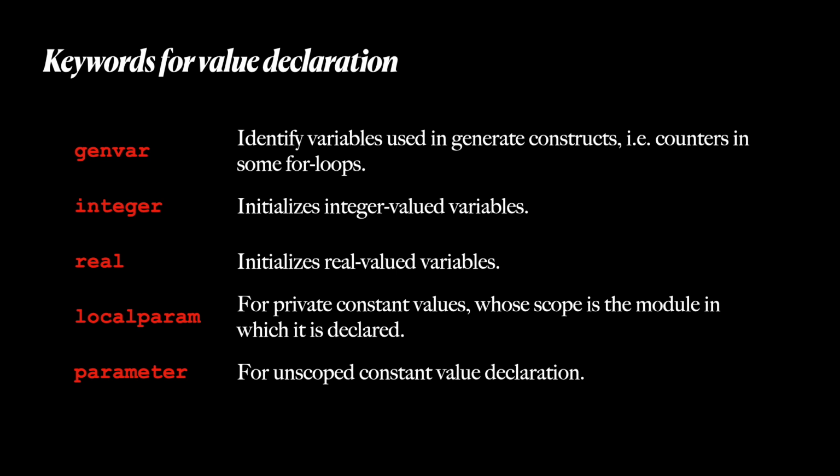We'll be able to see this in the next section of this video, where we go over a code example of how to implement the test bench. Localparam and parameter are Verilog keywords that allow us to declare constants, and you may think of these as being similar to the static keyword in Java. There is a key difference between localparam and parameter though. Localparam refers to private constant values whose scope is the module in which it is declared, while parameter does not have the same scope declaration.